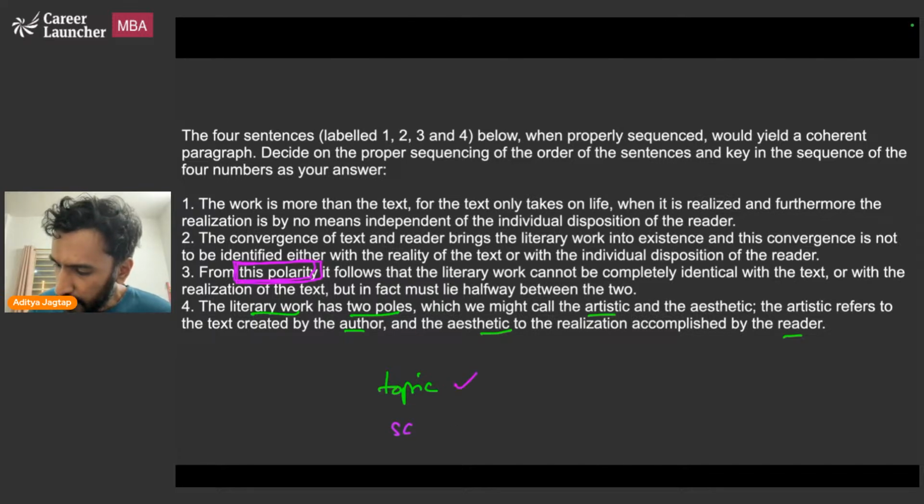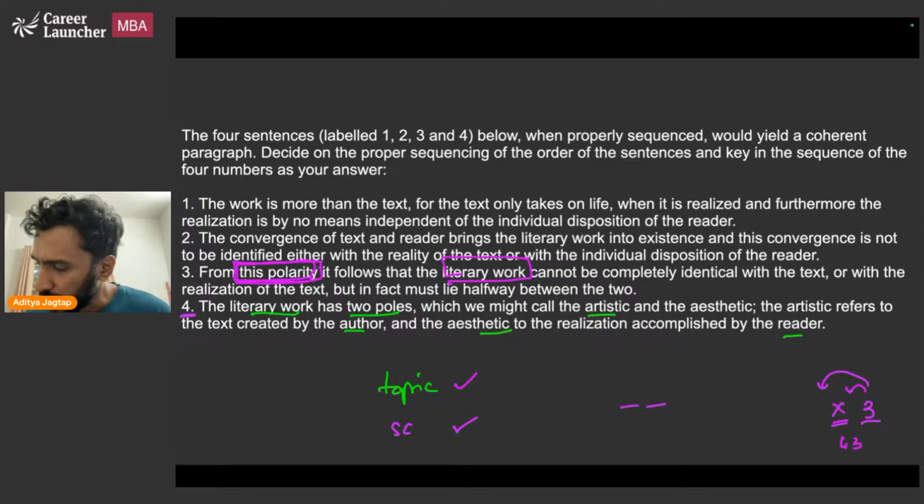So I'm using topic based keywords or sentence connection keywords to make some pair first. This polarity tells me that prior to sentence 3, ideally in the sentence immediately prior to sentence 3, some kind of polarity with regards to literary work would be discussed. There's a good chance it's referring to sentence 4 only, but I'm not going to fix up this pair until I read all the sentences. So I've noticed this polarity. From this polarity, it follows that literary work cannot be completely identical with the text. It must lie halfway between the two. So literary work lies halfway between the two.